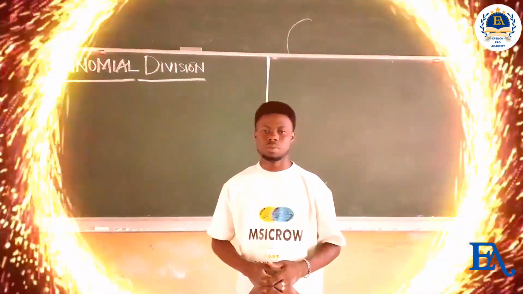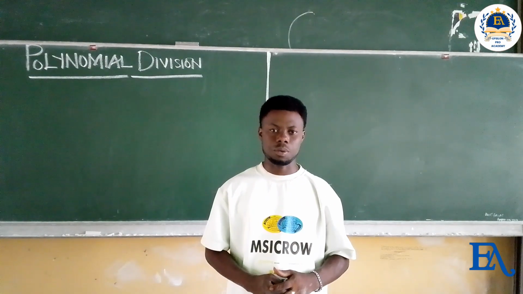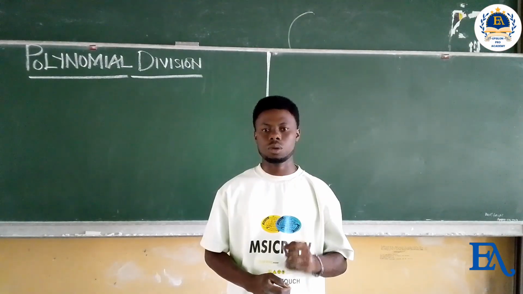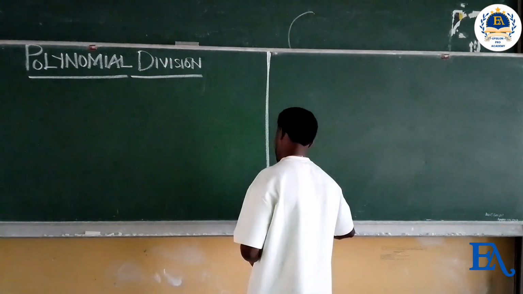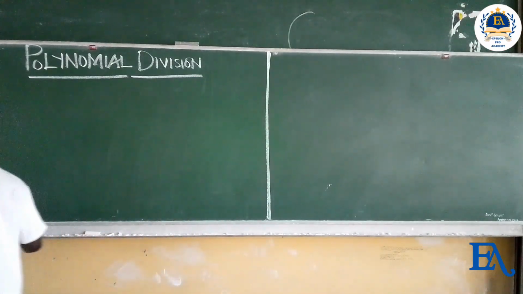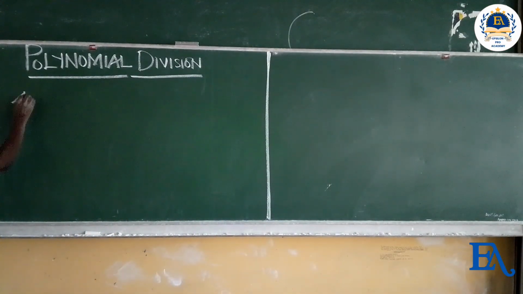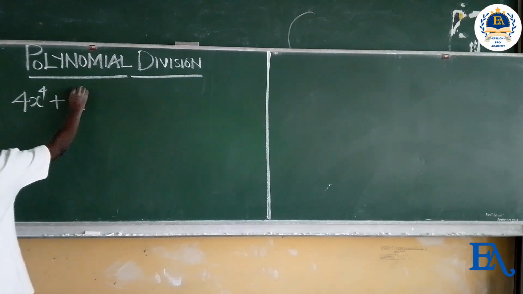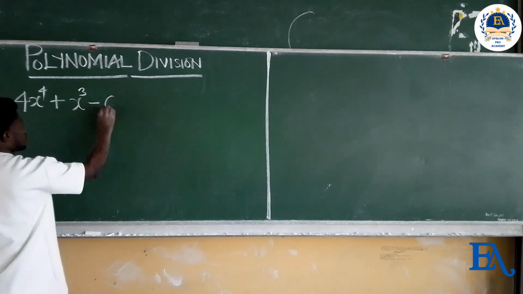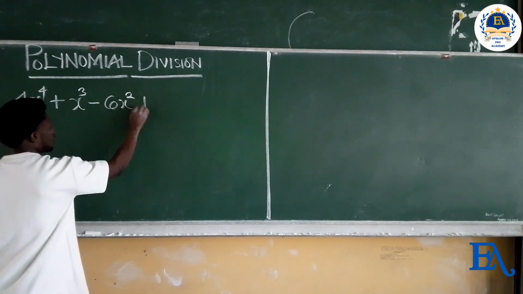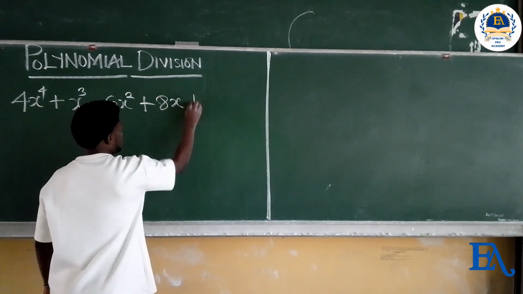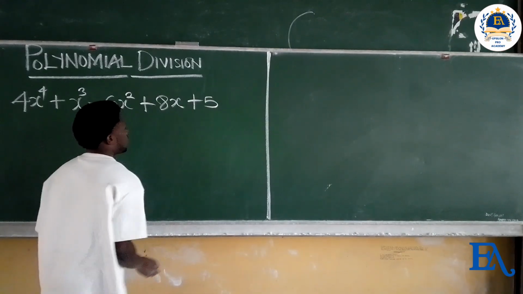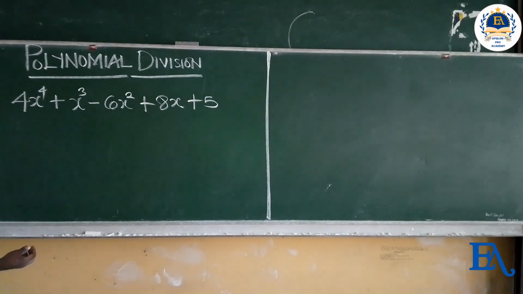A polynomial is an algebraic expression with variables raised to whole number powers only. An example of a polynomial is 4x^4 + x^3 - 6x^2 + 8x + 5. This is an example of a polynomial.